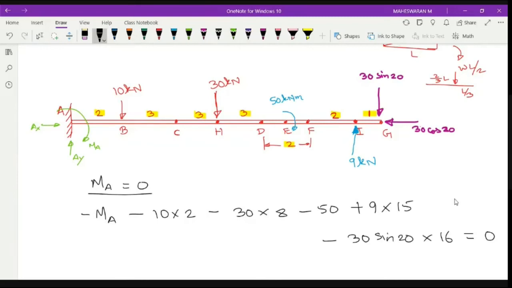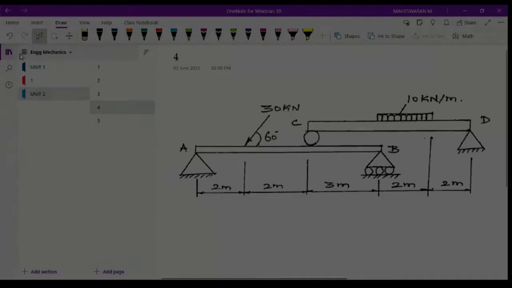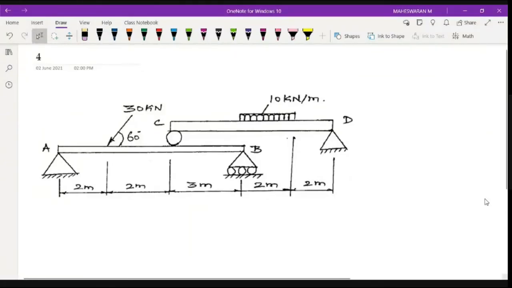So can you identify what is your MA? Sir, minus 339.16 kilonewton meter. So the negative indicates that whatever direction I assumed is wrong, which means my direction should be anti-clockwise. Okay, that's it.